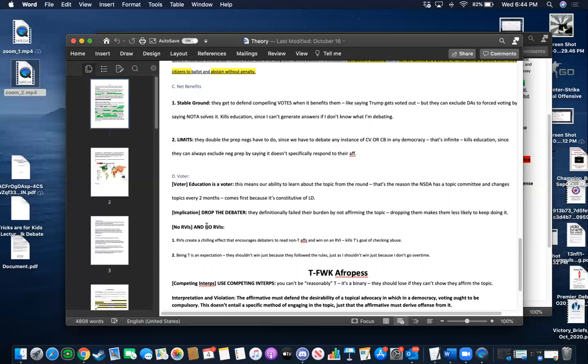Implications of it: no RVIs. RVIs created chilling effects that encourage debaters to read non-TFs and win on RVI. This kills T's goal of checking abuse. T is just like topicality. Being T is an expectation. They shouldn't win because they followed the rule, just as I shouldn't win because I don't go overtime.